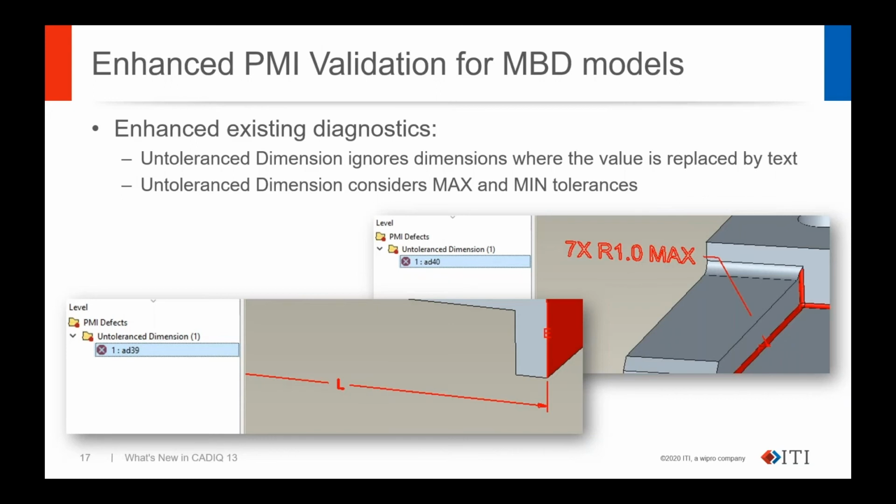And similarly, some companies will create tabulated parts, and they'll replace the dimension value with L, for instance, or A, or whatever that is, and they'll have a table somewhere that lists a number of different values for that L dimension. In the past, those dimensions where the value was replaced by text would also be flagged as untoleranced, and now there's some improved logic there to not flag those as well. So just a couple examples of some enhancements to existing diagnostics that we've done along the way.